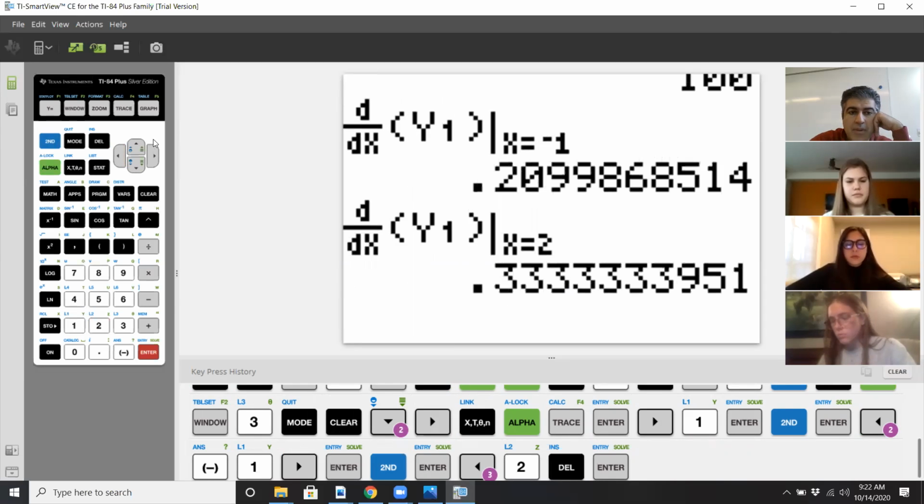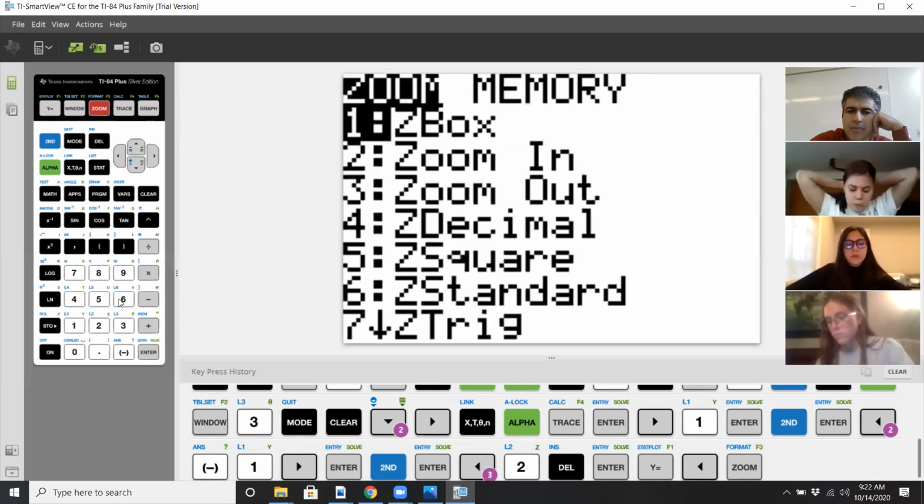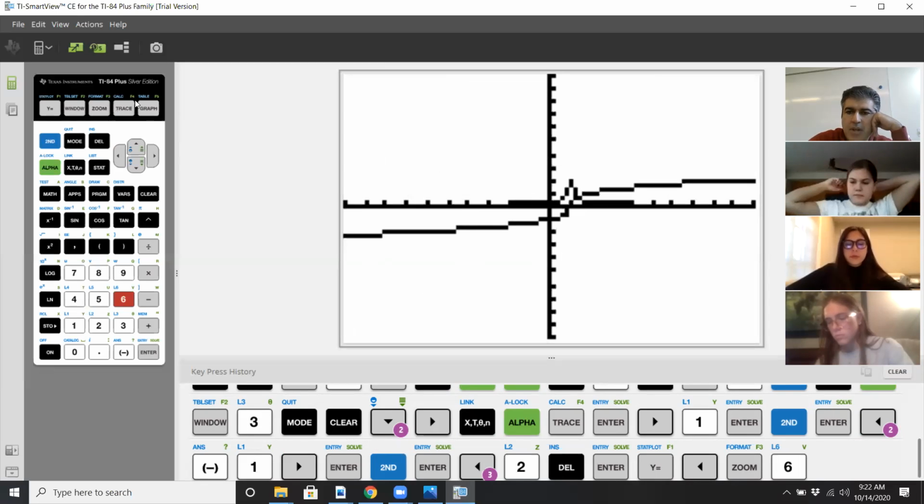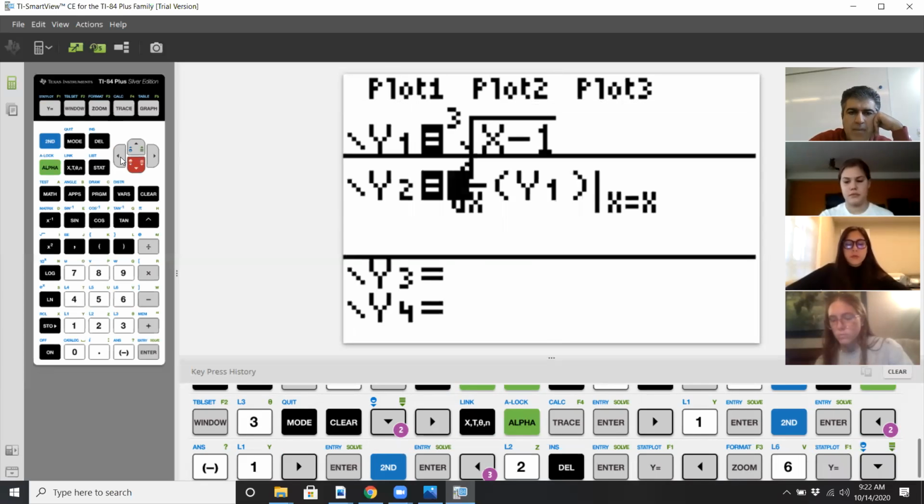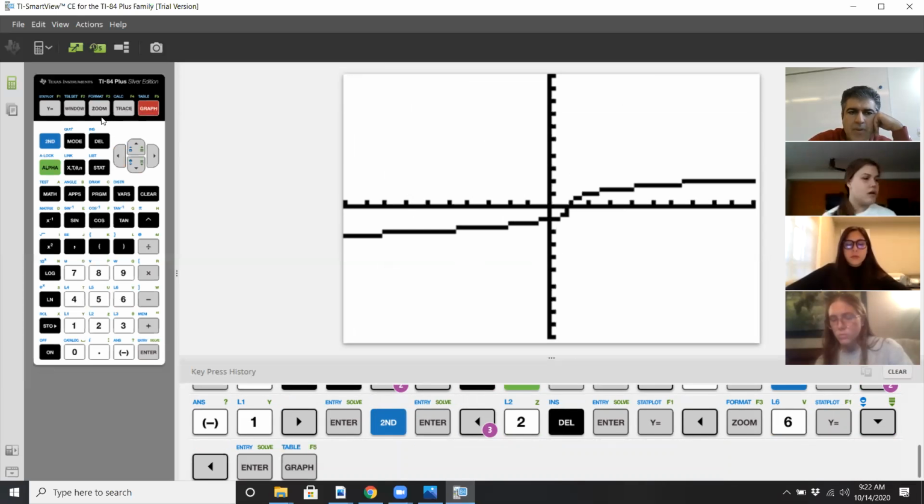Like 0.333. So let's go over here. Let me turn this off. Actually, I'll leave both of them on. We'll graph in the standard window. So you have that. You see that when you do the derivative, it looks like there's going to be a vertical asymptote there. Plus the fact that, let me turn off the derivative graph first, there's a vertical tangent at x equals 1.